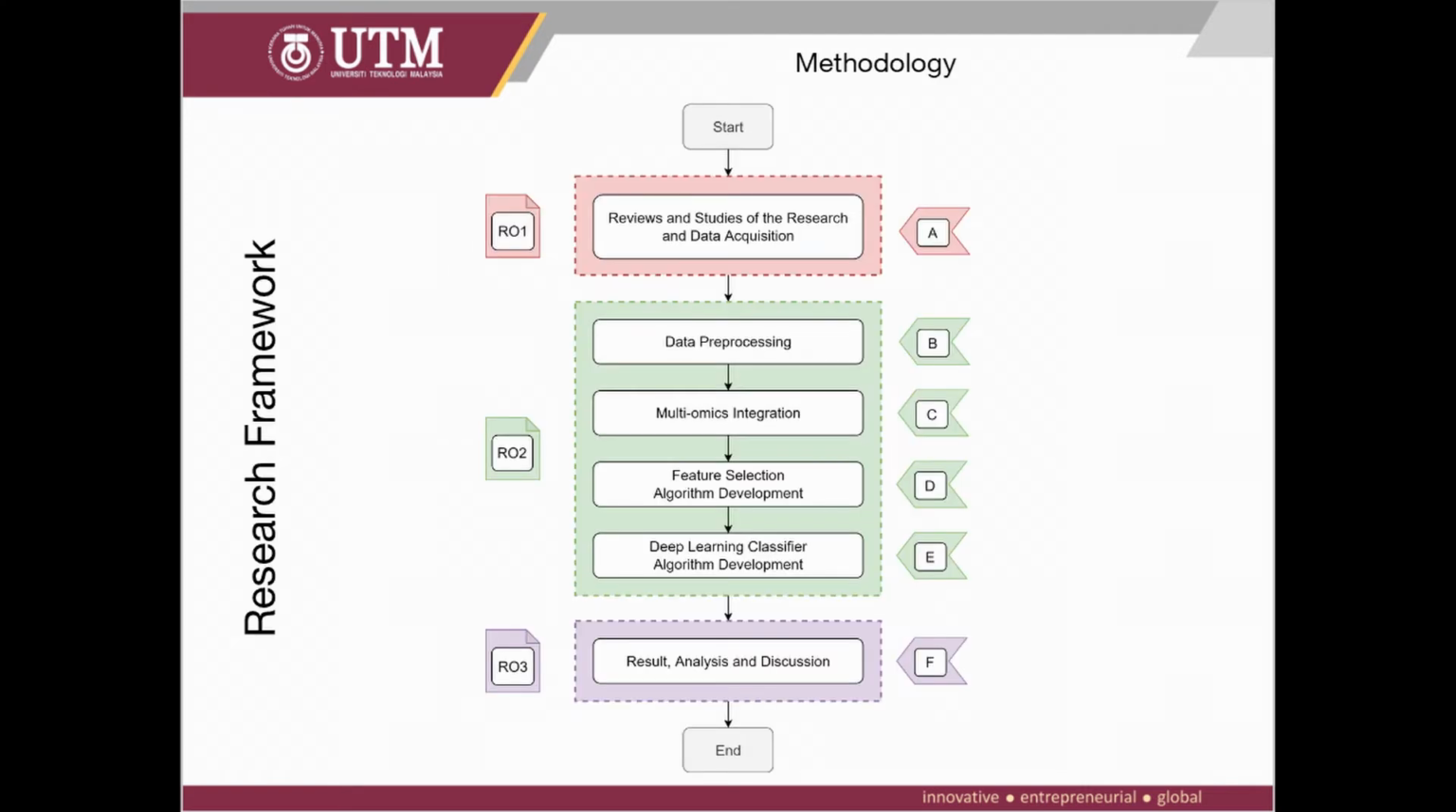The research framework is divided based on the research objectives. For RO1, it involves the literature review and acquiring data. RO2 mainly covers the implementation part of the research. It has 4 parts, which are data preprocessing, multiomics integration, feature selection algorithm development, and deep learning classifier algorithm development. RO3 will compile the results obtained and discuss the findings.